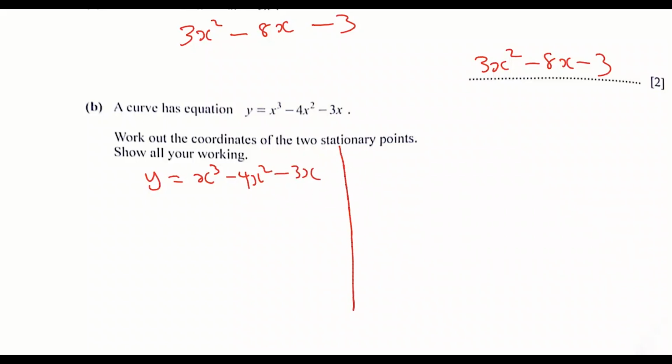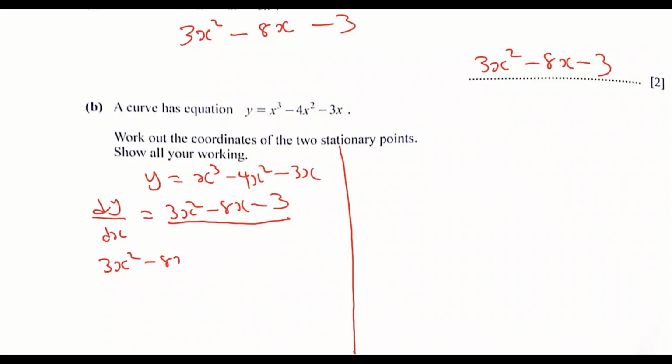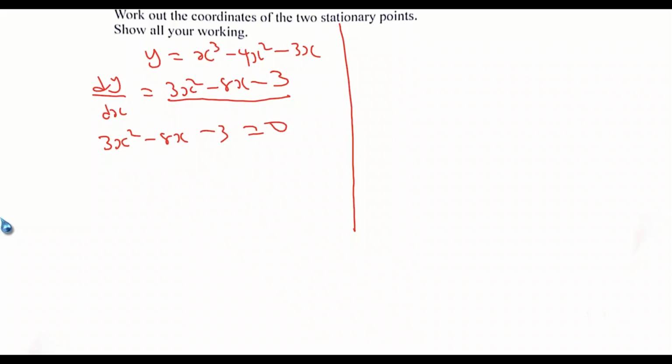Let's divide this into two parts. Here dy/dx is the same as the result we have here. So we can say dy/dx is equal to 3x squared minus 8x minus 3. But at a stationary point, dy/dx equals 0. That means we can set this to 0. So this will be 3x squared minus 8x minus 3 equals 0. We need to solve this quadratic equation. So that will be 3x squared minus 9x plus 1x minus 3 equals 0.